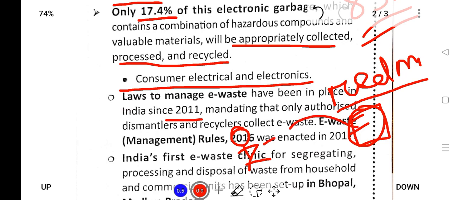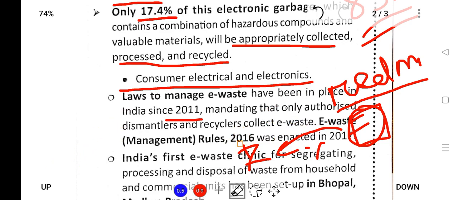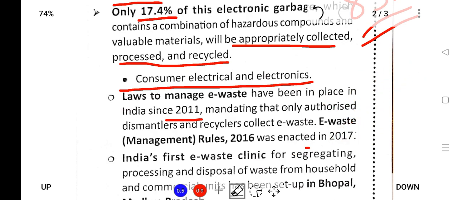And when you are buying the new phone, you have to pay a small amount of money as a security. So when the old phone is damaged and you return it to the company, the company will return back the money that you have given, along with some interest. So this is also known as the extended producer responsibility. That is, the producer is responsible for management, collection, and destruction of the electronic goods.